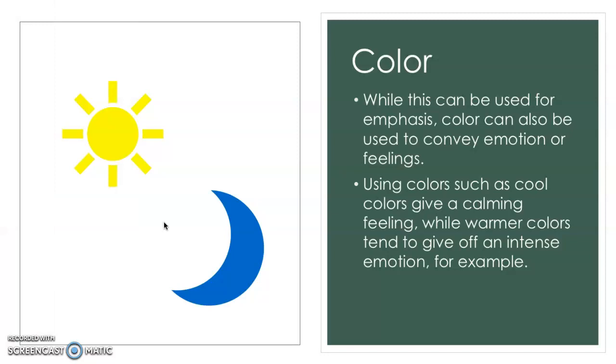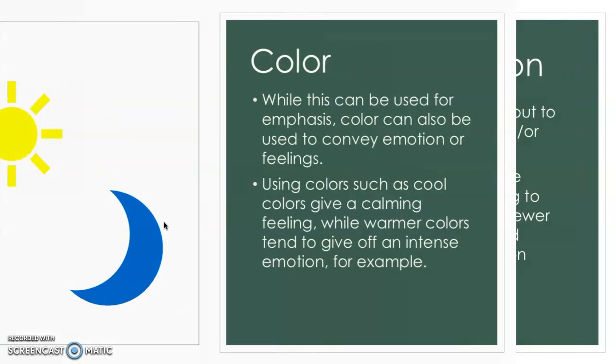Another one is color. This can be used to convey emotions or feelings or to invoke that in a viewer. Using colors such as cool colors give sort of a calming effect, while warmer colors tend to give off a more intense emotion or in certain cases show power. So that has to be kept in mind when designing anything.